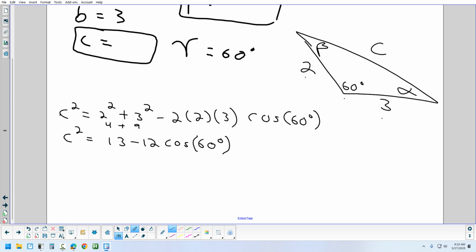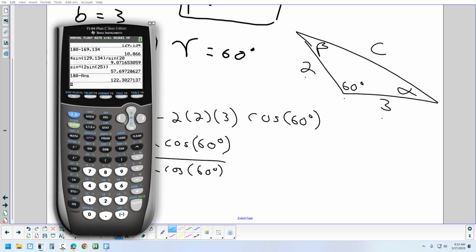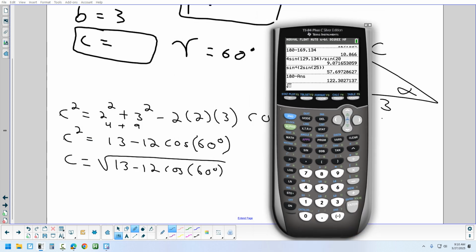How do I get C by itself here? Square root it. So that's what I'm going to type in on the calculator. And up to that step, everything is exact. I've done no rounding. Okay. Now I'm going to round. So it's the square root of 13 minus 12 cosine 60. Okay, that's simple enough. The calculator will do order of operations, no problem. It'll do 12 times cosine first, because multiplication comes first.